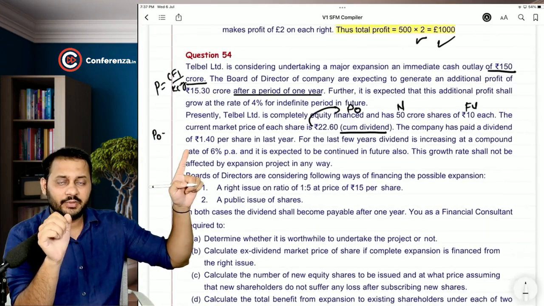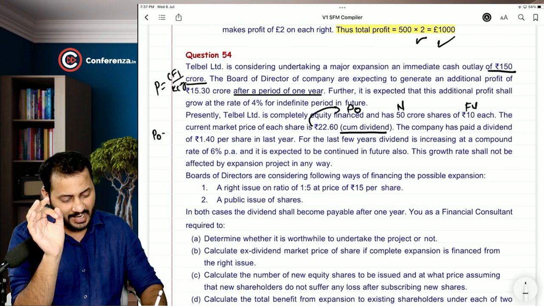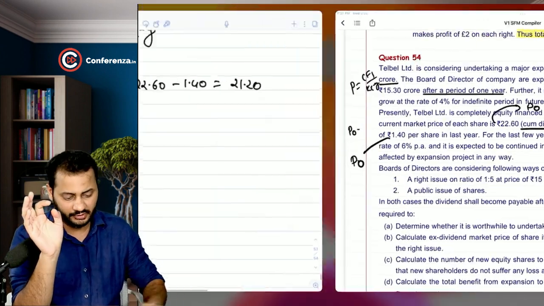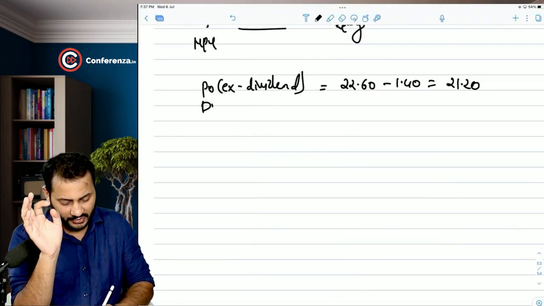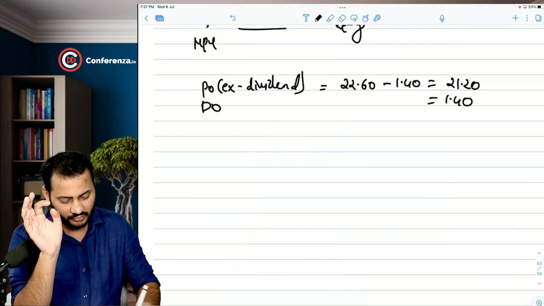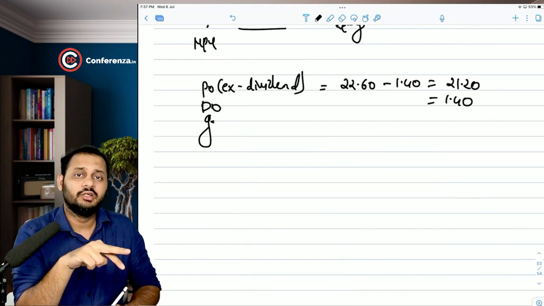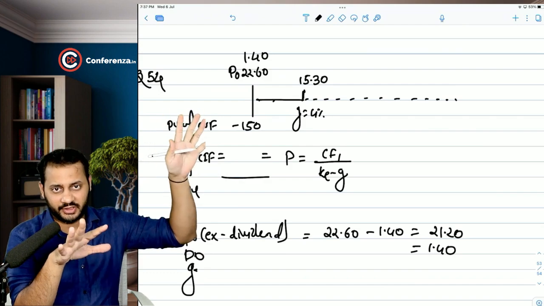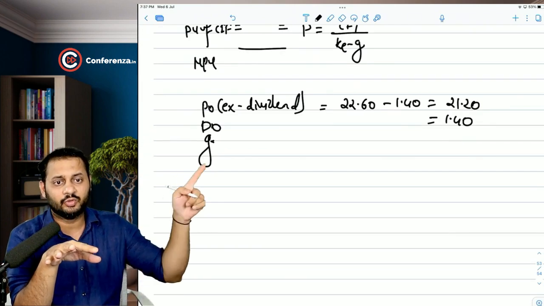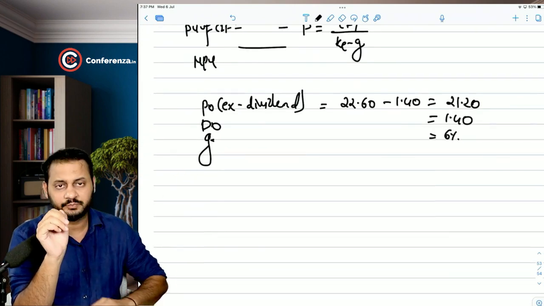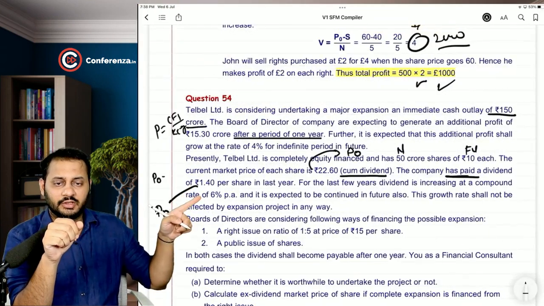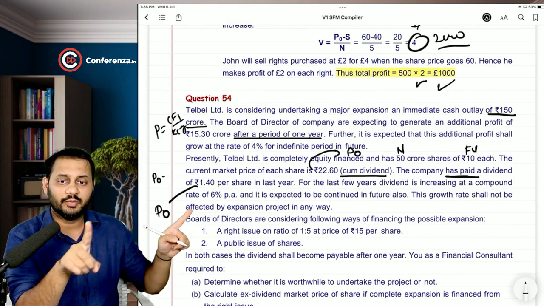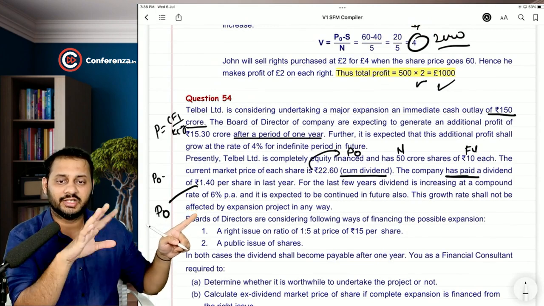The company has paid a dividend of 1.40. Has paid, that means this is D0. Okay, good enough. We have P0, we have D0, 1.4, and we also have the growth in the dividend. Earlier the growth of 4% was in this project, the cash flows, but this is the growth in the dividend, which is 6% given here. And it is expected that it will continue in the future. The growth rate shall not be affected by the expansion project in any way.